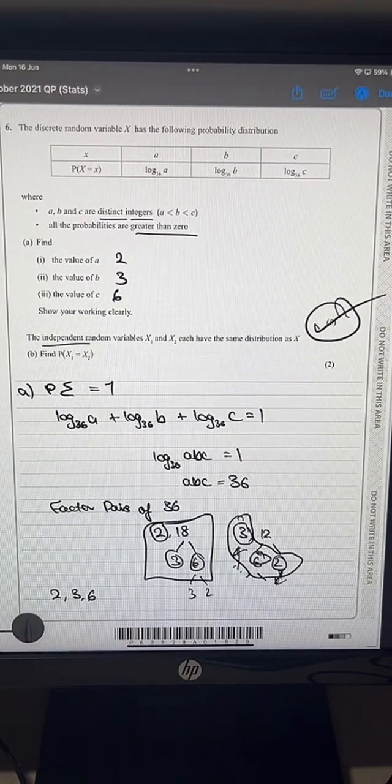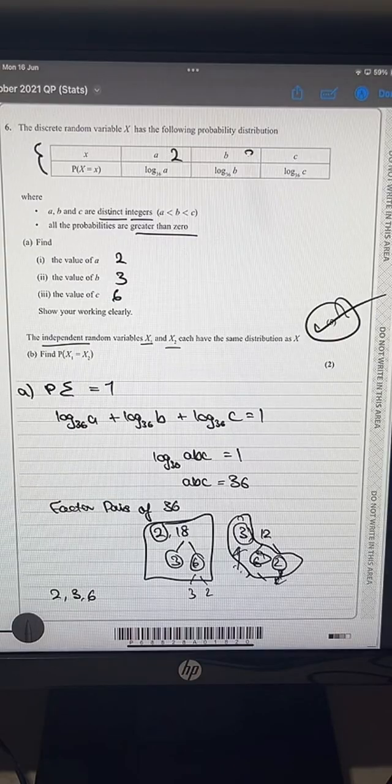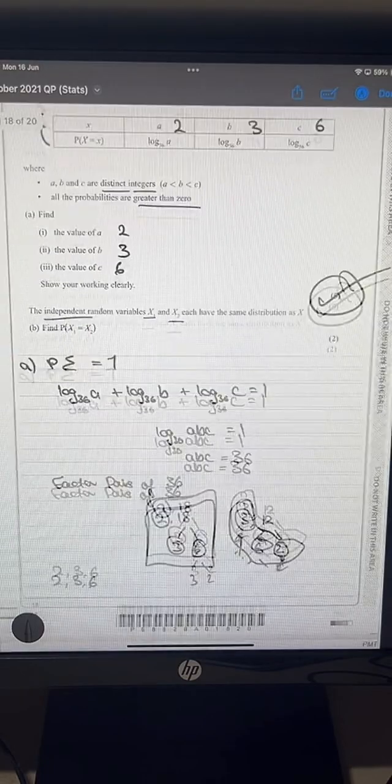The independent random variables, x1 and x2, each have the same distribution as x. So remember the previous paper we did, there was d1 and d2 have the same distribution? Well, I'm just going to put in my values over here. So this is 2, this is 3, and this is 6, okay? Find the probability that x1 is equal to x2.